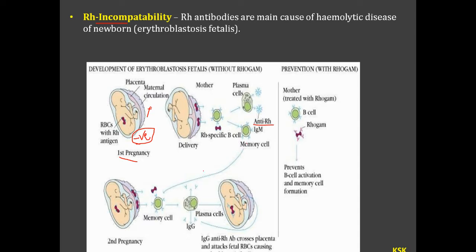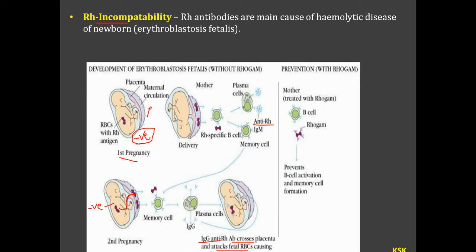If the same mother goes for a second pregnancy and the child is Rh positive, because of the presence of these Rh antibodies, the anti-Rh factor in the maternal circulation passes through the placenta and enters the baby. The IgG anti-Rh antibody crosses the placenta and attacks the fetal RBCs, by the mechanism I explained previously, causing erythroblastosis fetalis.